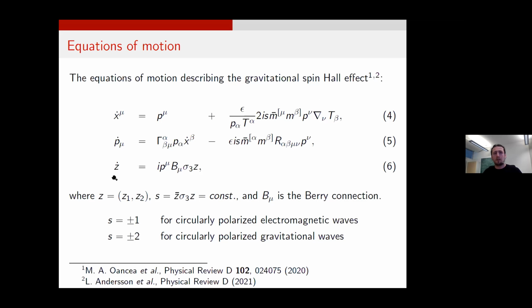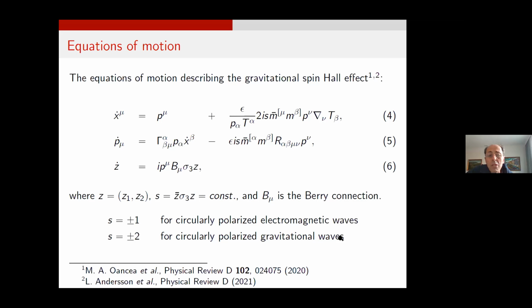We also have another equation, z dot, where z is a complex 2-vector. Basically, this is just another way of rewriting the parallel transport equation for the polarization vector in terms of what we call a Berry connection B. I'm not going to give the details of how B is defined because it's not really necessary for this talk. And we also have a constant of motion here, S, which is basically the helicity of the wave that we are considering. So we have S equal plus or minus 1 for circularly polarized electromagnetic waves, and S equal plus or minus 2 for circularly polarized gravitational waves.